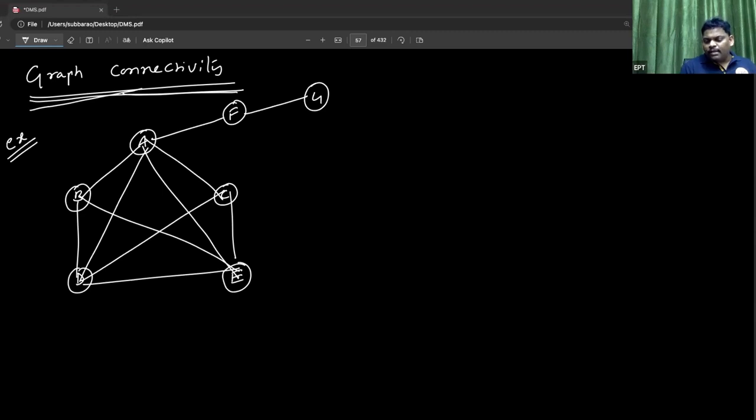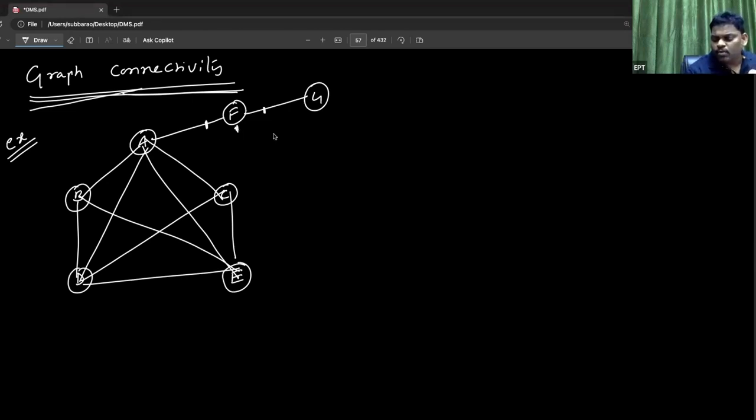In this connected graph, is there any vertex such that by deleting that vertex together with its edges, the graph becomes disconnected? Anyone like that? I think F. If you delete F, whenever F goes, F's adjacent edges also go. E will also go.